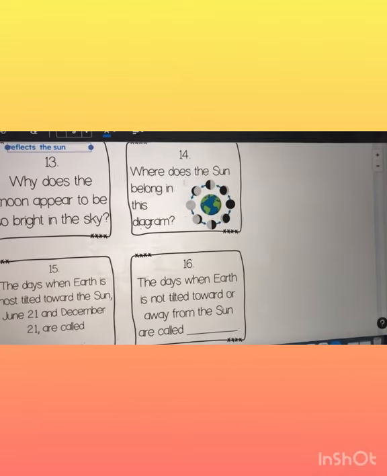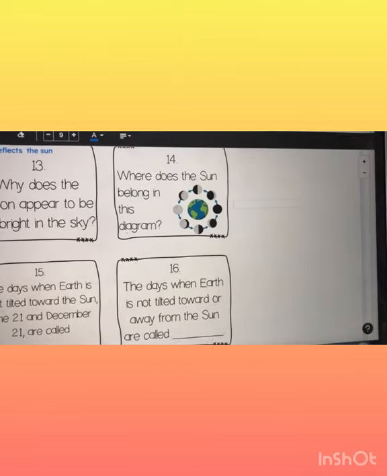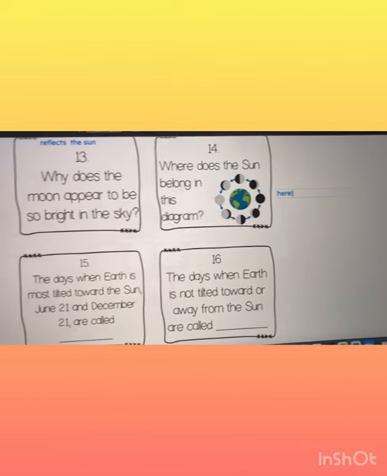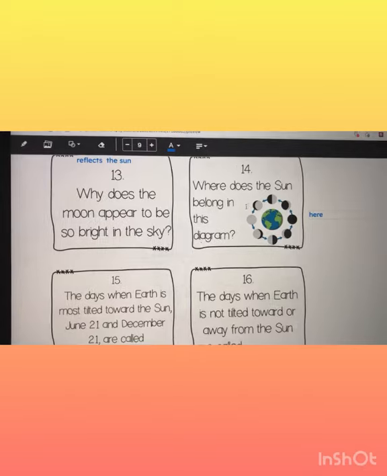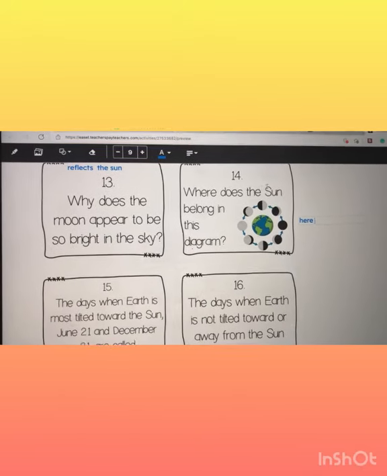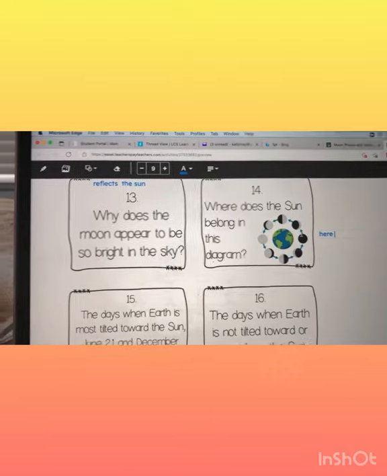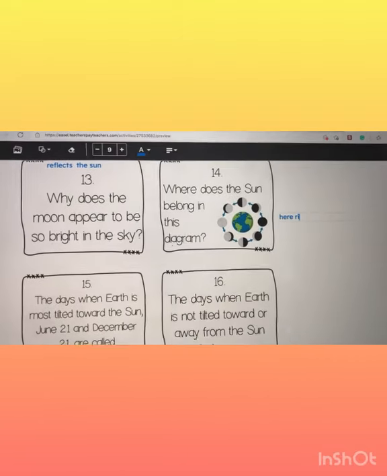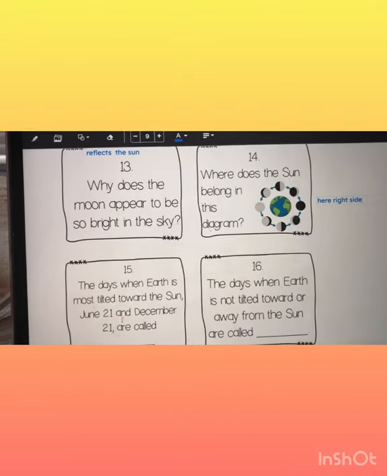So where does the sun belong in this diagram? Okay, that's a good response, Noah. But we're looking for north, south, right side, left side, above, below, a little bit more of a directional position. Thank you. That's a little bit more clarity. Thank you for that.